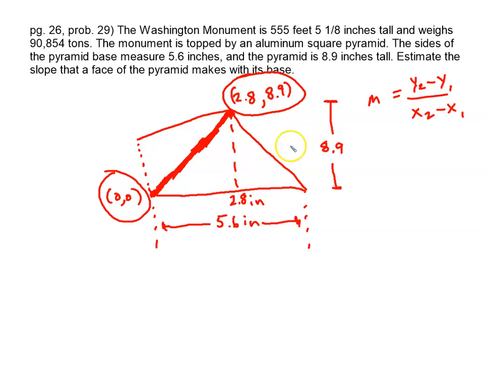Now I want to see if you can take it from there. Use those two ordered pairs in your slope formula. The reason it says an estimate is because you'll have to round. So you can just round to the nearest tenth. Hopefully that gives you a little guidance on how this problem works. If you have any questions about it, let me know.